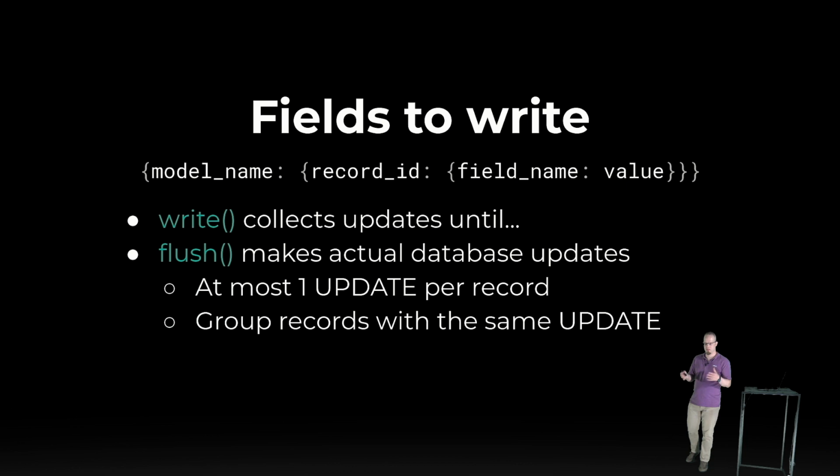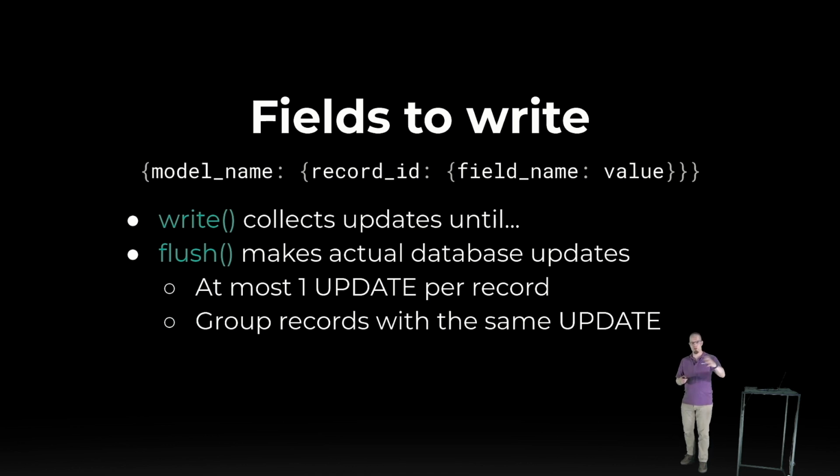This structure is relatively simple, so it's grouped by model. That's why you have model name as first key in this nested dictionary structure. It's first indexed by model name, then by record ID, and then for each record you have each field name associated to its new value. So the idea is that the operation write will actually not perform the update itself, but instead will fill in that data structure with the values that have to be written to the database.